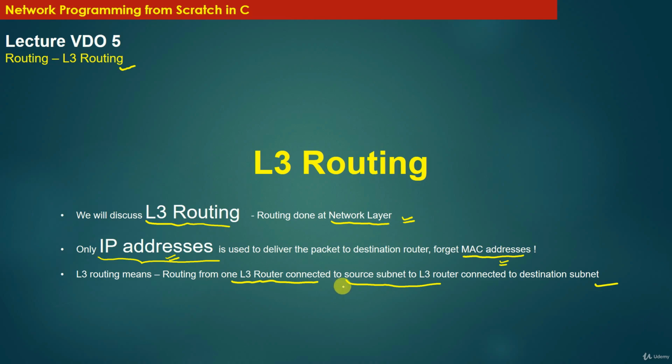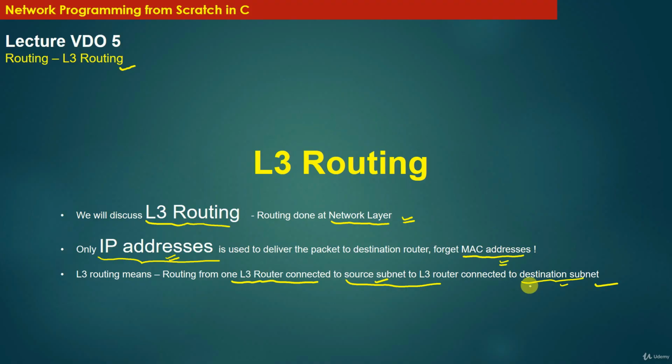So here the source subnet is the subnet in which the source machine is present, and the destination subnet is the subnet in which the destination machine is present, right? So here layer 3 routing means routing a packet from a router which is connected to the source subnet to a router which is connected to the destination subnet, right? And in between these two routers there could be any number of layer 3 routers, or there could be an internet between these two routers.